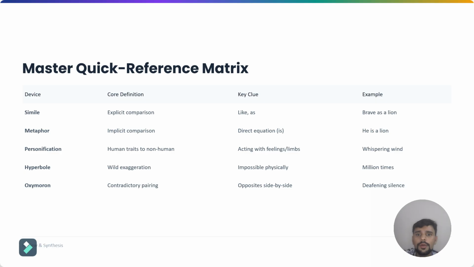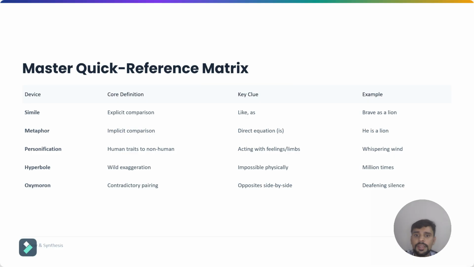Now let's stop and consolidate everything. This slide is important because we are moving from individual definitions to pattern recognition. Let's test ourselves. "Brave as a lion." What do we have? Simile. And why? Because we have an explicit comparison using "as."